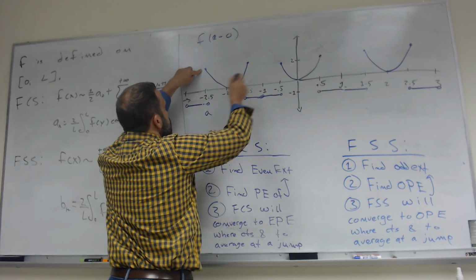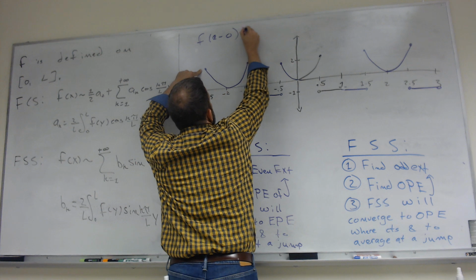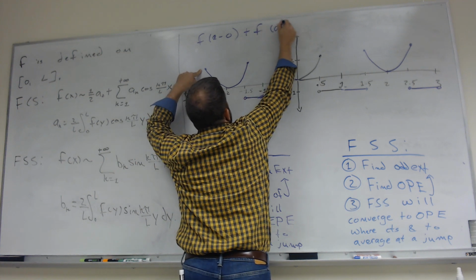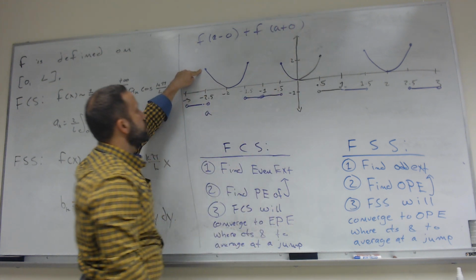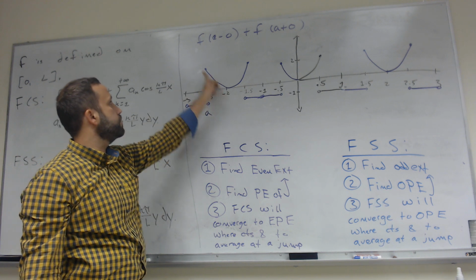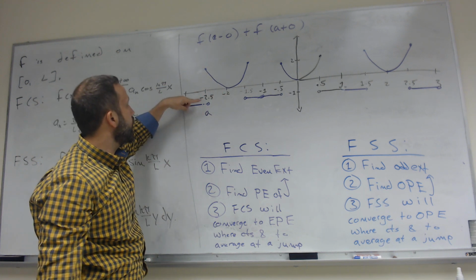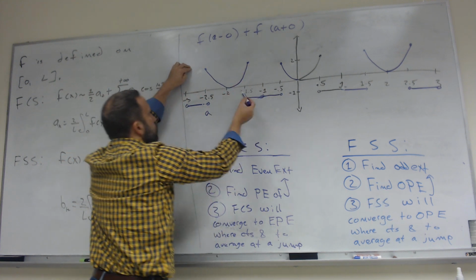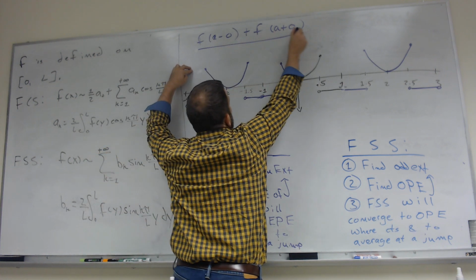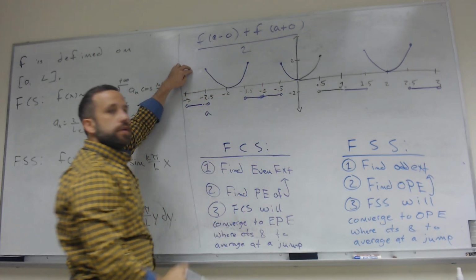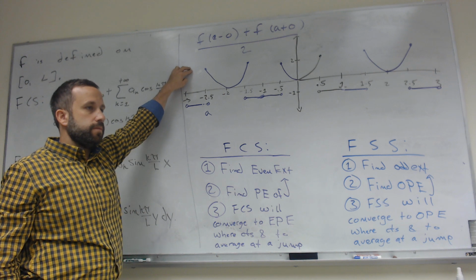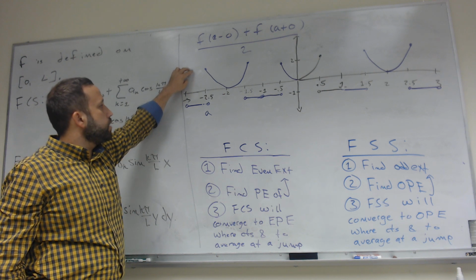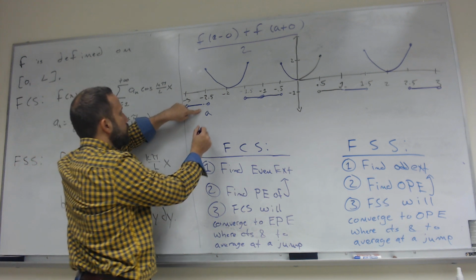And the value here is going to be f of A plus 0 with a similar definition. That's going to be the limit coming from this way. So this is the left-hand limit. F of A plus 0 is the right-hand limit, and it's going to converge. The cosine series will converge to the average of those two. Okay, so the average here is -1.